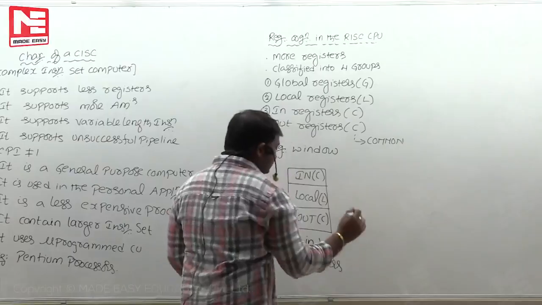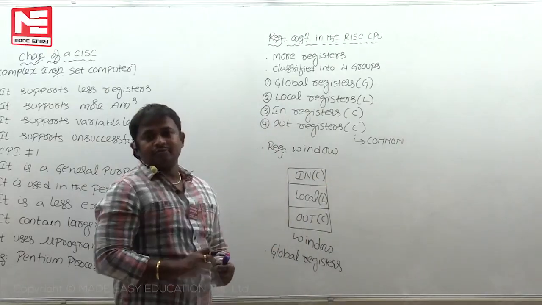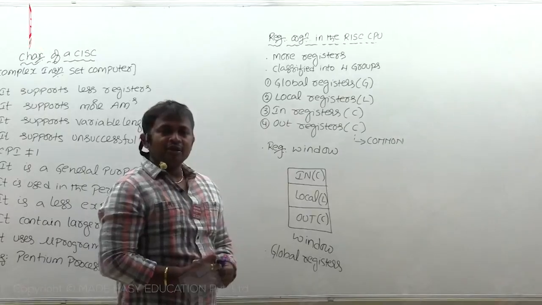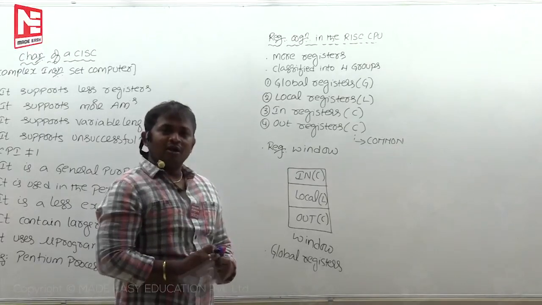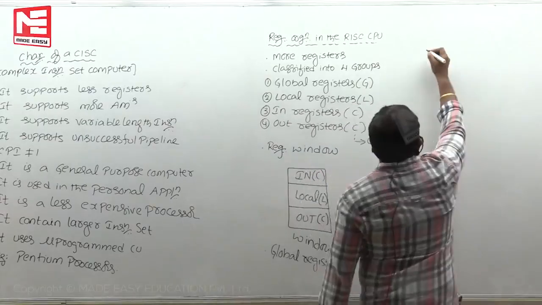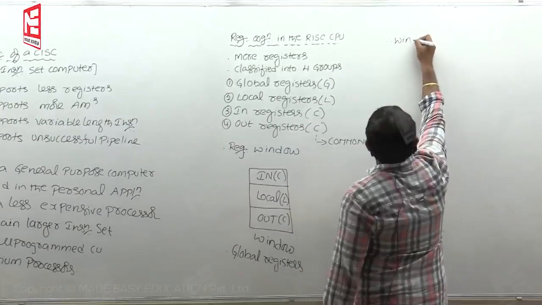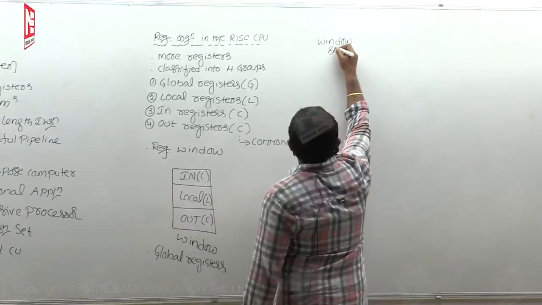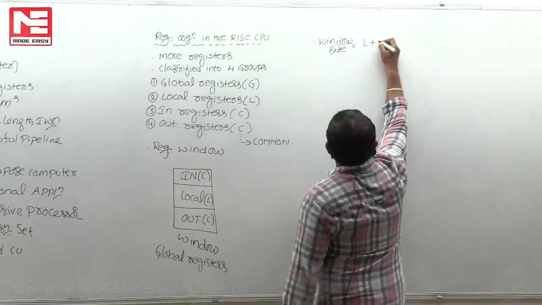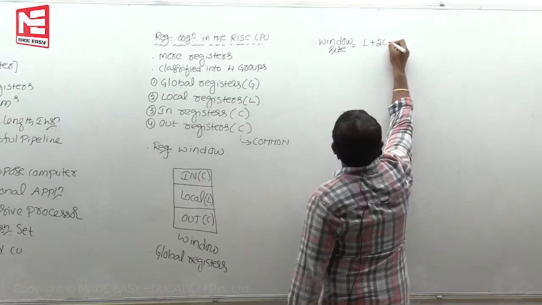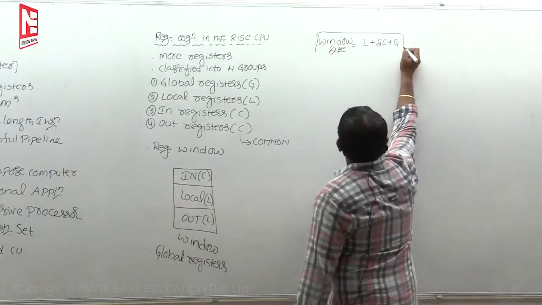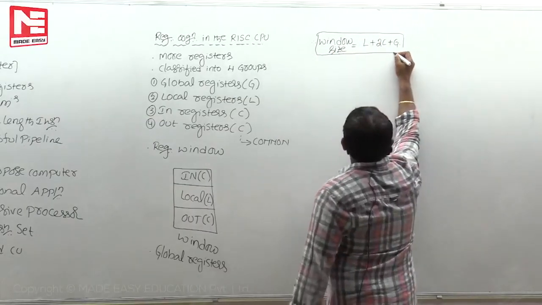Next point is global registers are shared by all the register windows. That means global registers are common to all the windows. Therefore, window size equals L plus 2C plus G. L indicates the number of local registers.